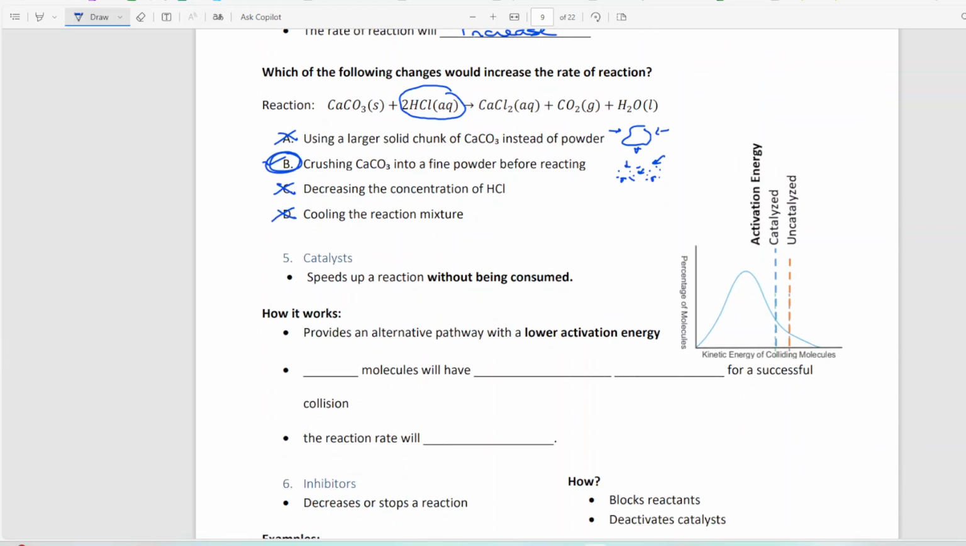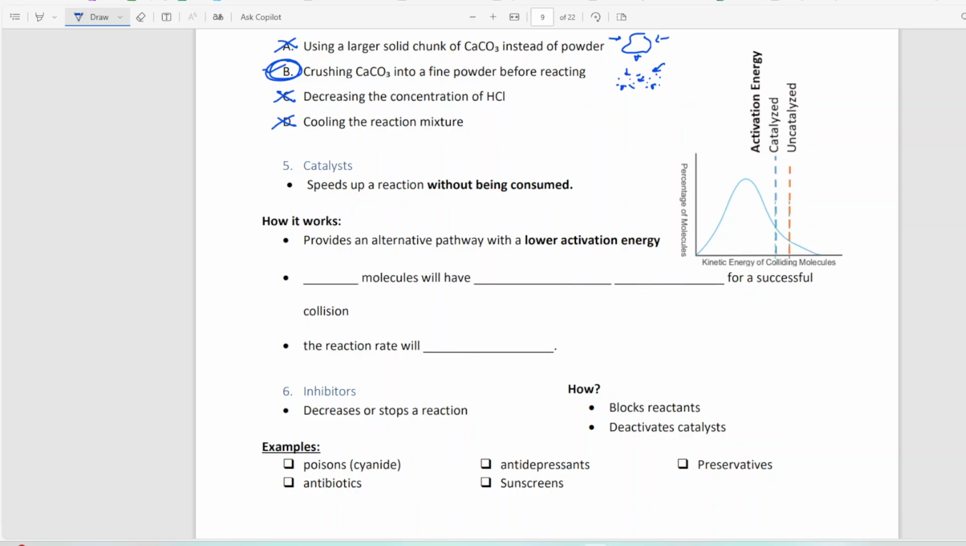All right, last three. The next one is called a catalyst. We're going to be talking about catalysts more later. But catalysts are just something that can speed up a reaction, right? They speed up a reaction without being consumed. And the way that they do it is they provide an alternative pathway with a lower activation energy.